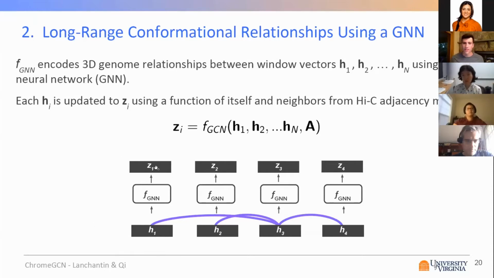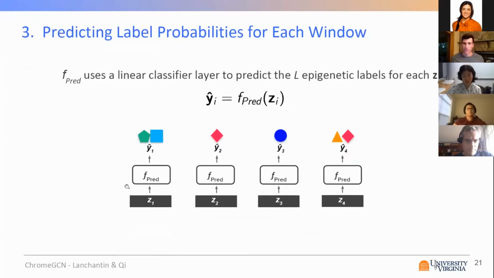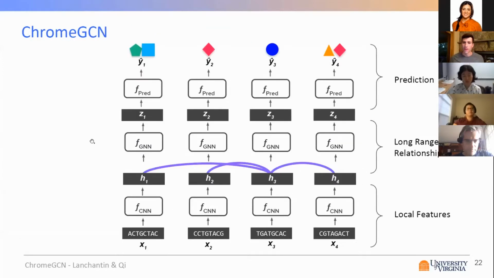So once we have these z vectors for each window, the final module is simply a linear classifier to predict the L epigenetic labels for each of those windows. Putting all this together, our model looks like this, where the first step is extracting local features from the sequence using a convolutional network. The second step is extracting long-range 3D interactions using graph neural networks. And finally, the prediction module predicts the epigenetic labels for each window.